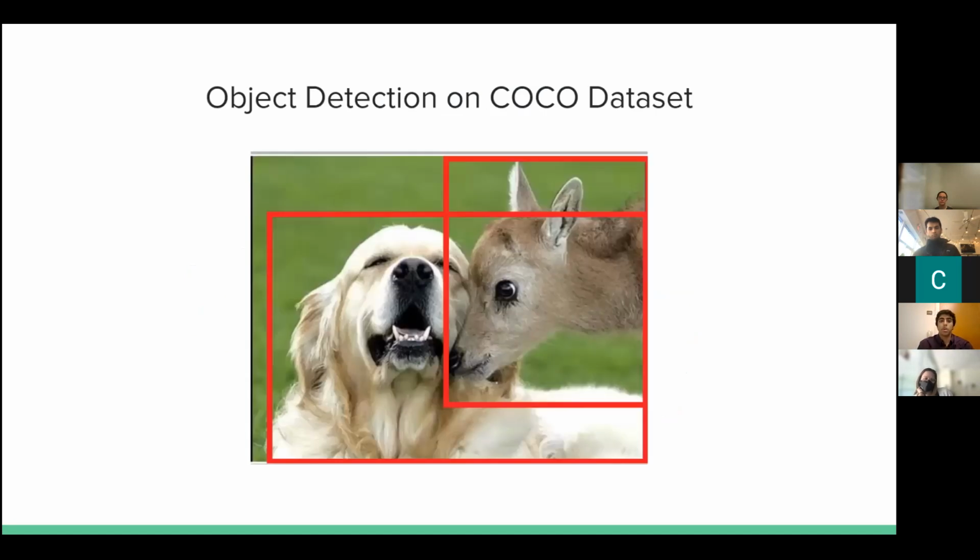The first data set that the authors really study is the COCO data set. Here we're trying to do object detection, which is essentially trying to find instances of classes within an image and drawing a bounding box around them. For example, here we have a dog and a deer, and there is a bounding box drawn around the dog and a bounding box drawn around the deer. That's the goal, and that's the ground truth label.